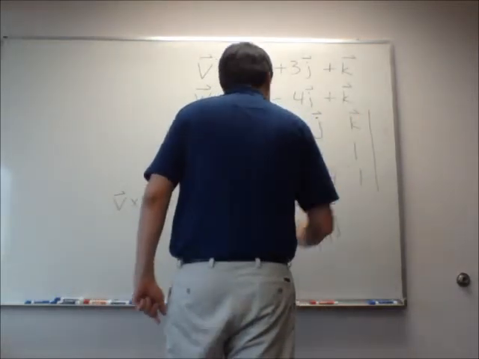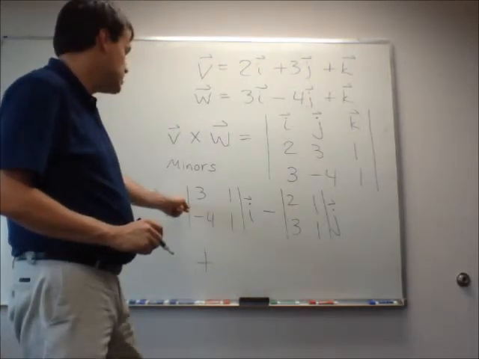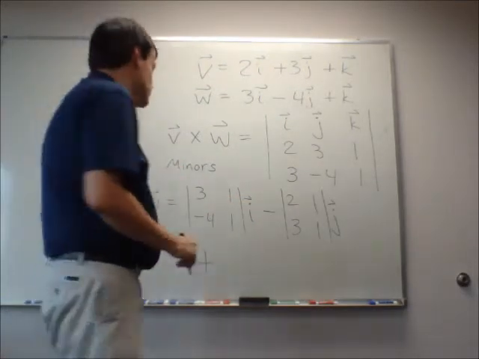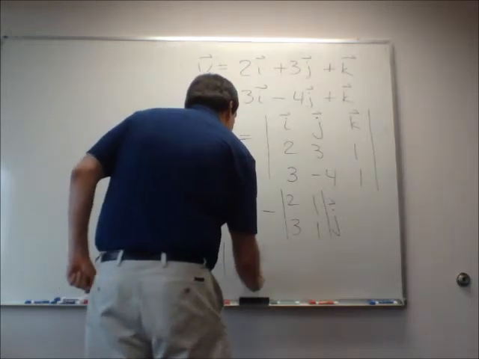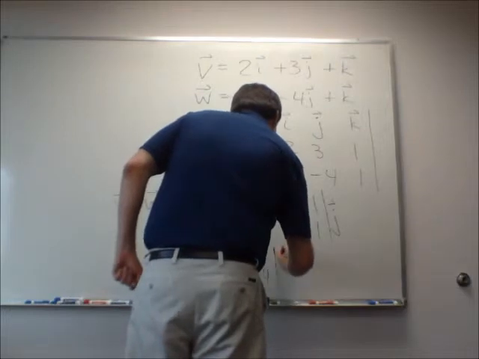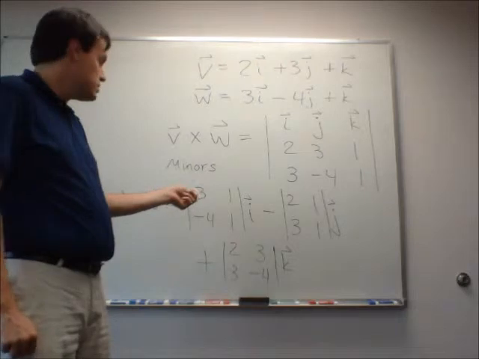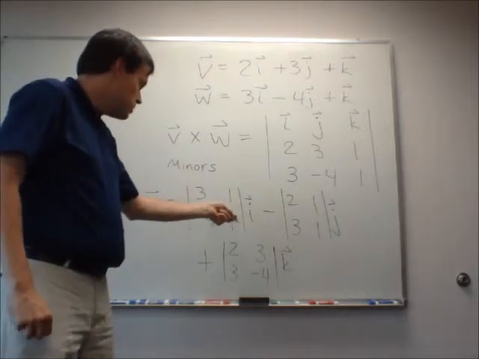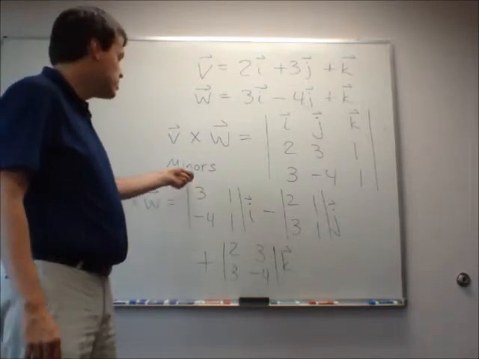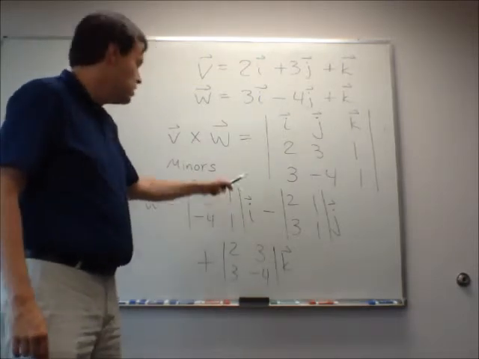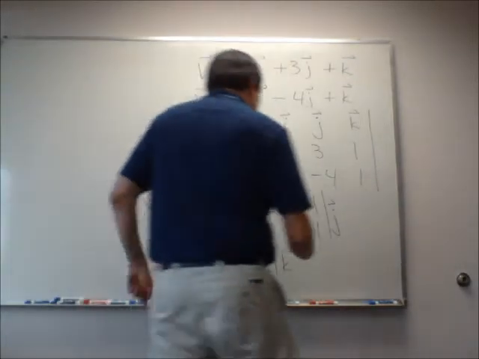Okay, and finally for K, I need the determinant of, notice I'm adding this time because I'm alternating the signs positive, negative, positive. I need the determinant 2, 3, 3, negative 4, K. Now, to calculate these 2 by 2 determinants, I simply multiply this way, and subtract the two products that I get. So I'm going to do 3 times 1 is 3, minus 1 times negative 4 is negative 4. 3 minus negative 4 is 7.